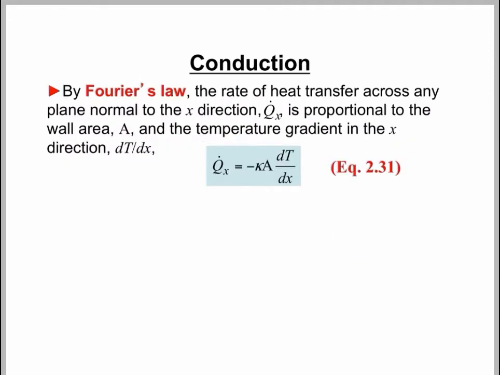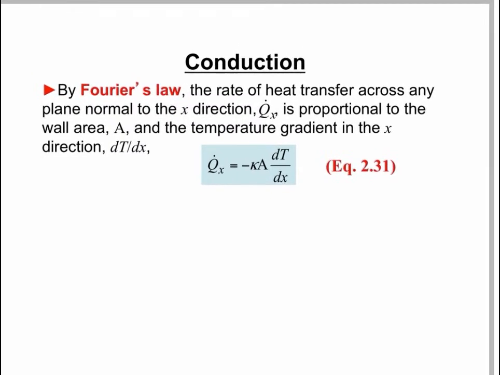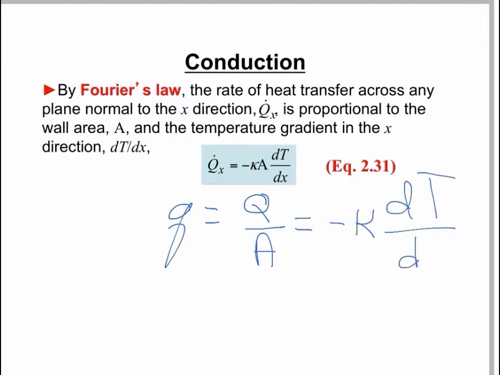Fourier's law states that the quantity of heat, Q, is going to be balanced by the thermal conductivity, which is an empirically measured parameter, times the area and the change in temperature in the direction of heat transfer. Frequently, you see the heat as a value of Q, which is uppercase Q divided by the area, and that would be equal to minus k dT/dx.